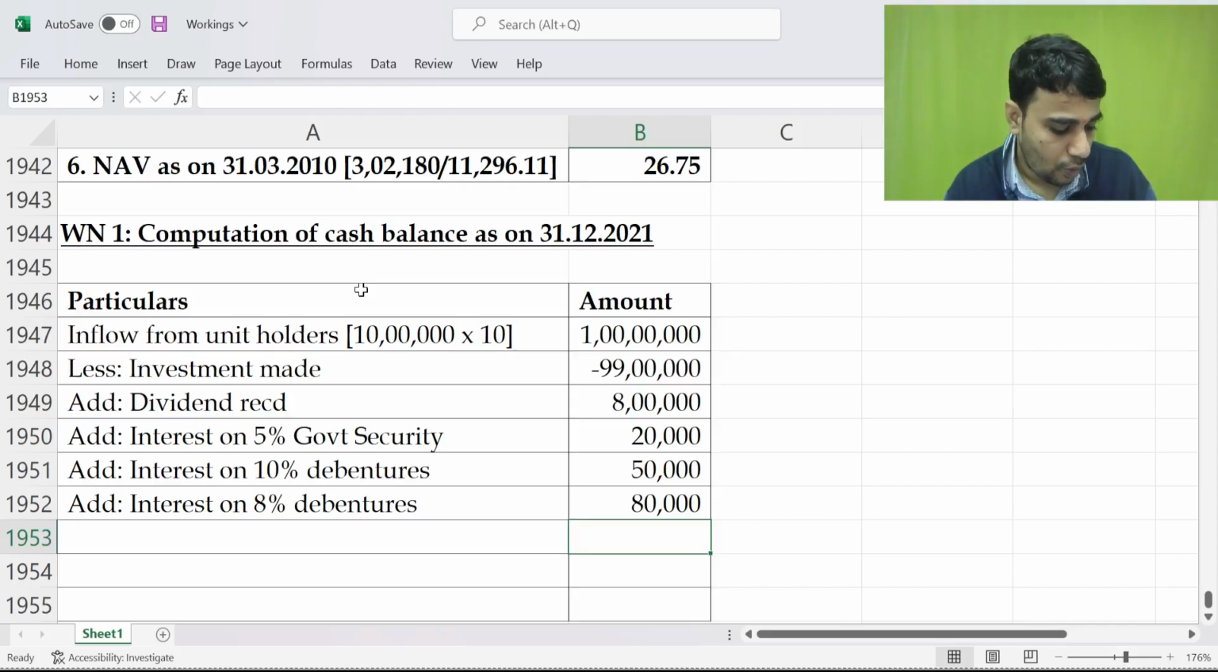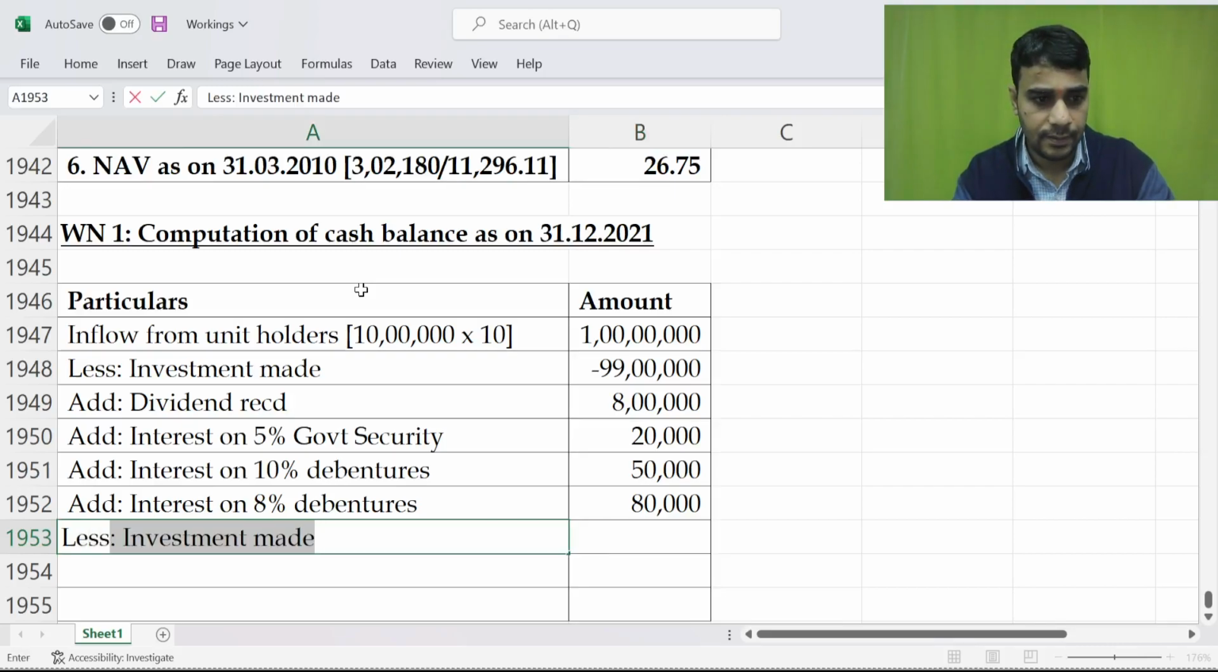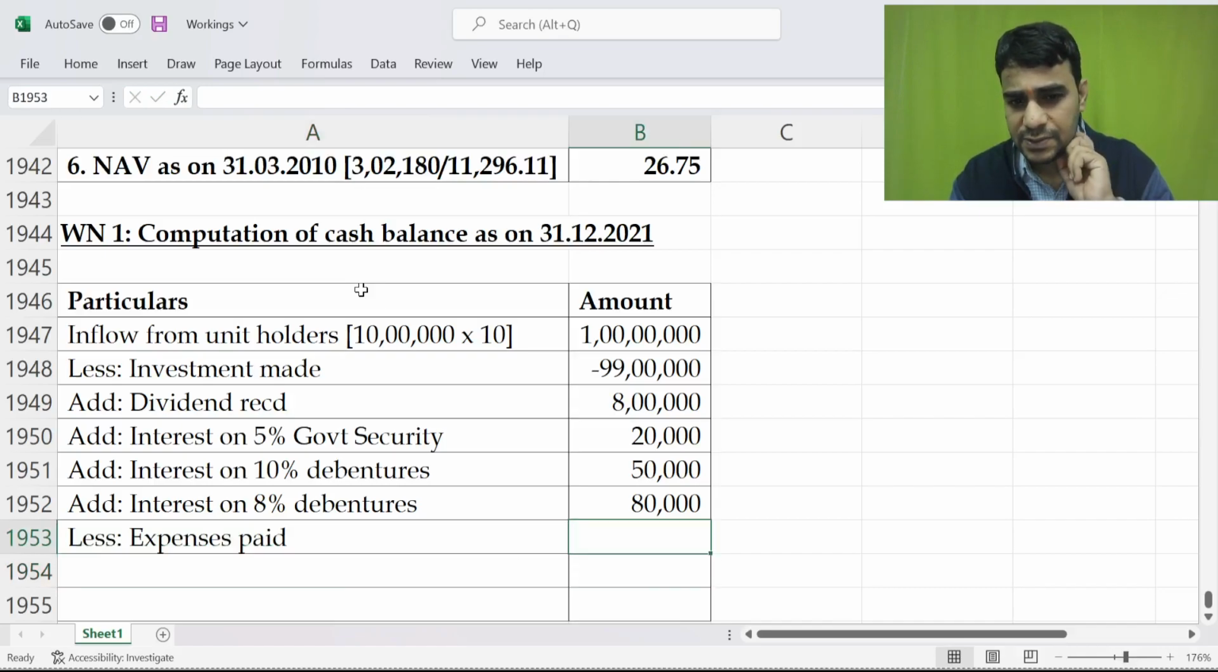The question can also add information on purchase and sale of shares. They will say you purchased shares of so much, sold shares of so much. If they give that data, you consider that. Less expenses paid. How much expense paid?